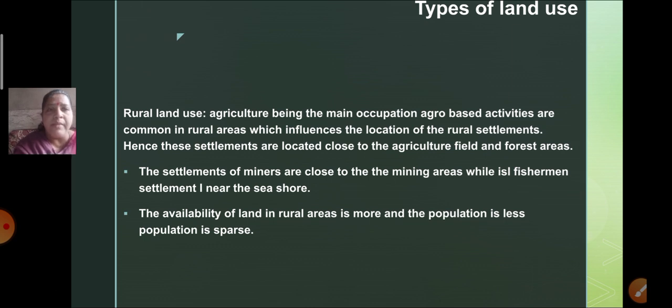The availability of land in rural areas is more, but the population is less over here. That is, population is sparse. More land and less population, that is the condition of rural land.